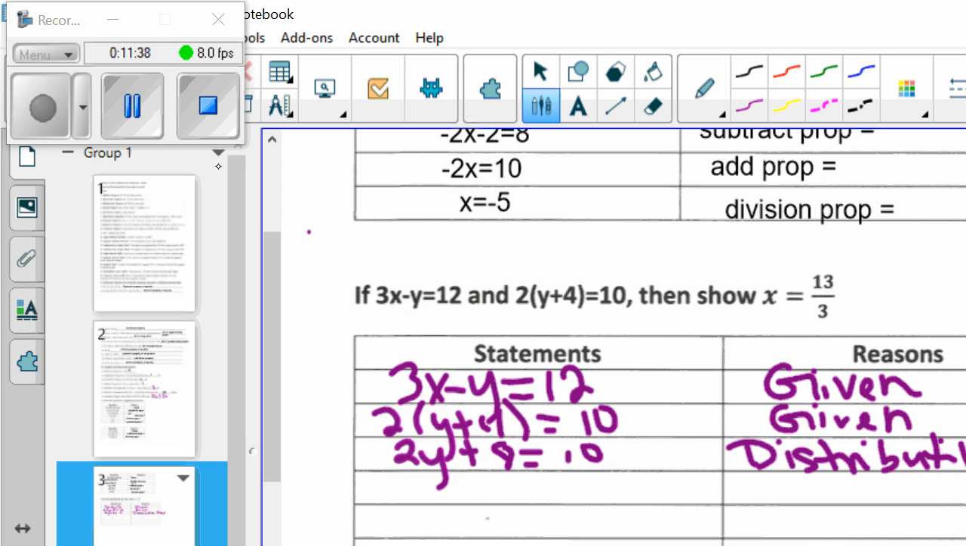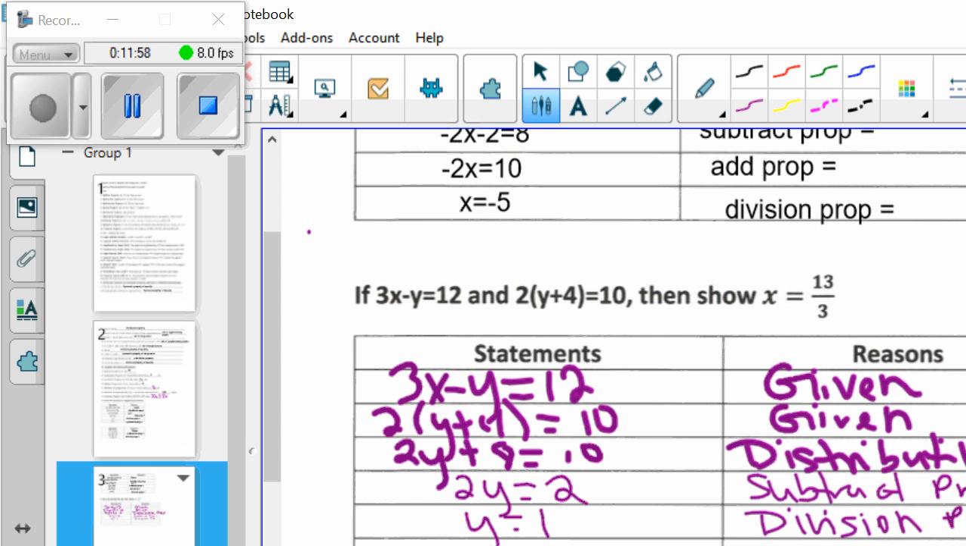All right, now I need to move my 8 over. So when I do that, I get 2y equals 2. That is the subtraction property of equality. I divide and I get y equals 1. That's the division property of equality.